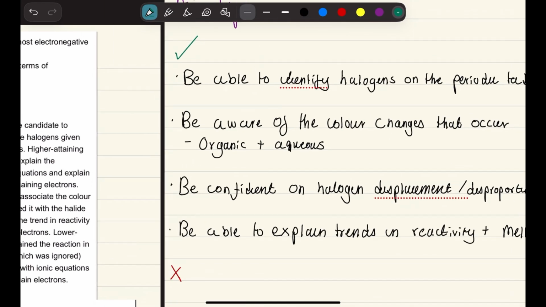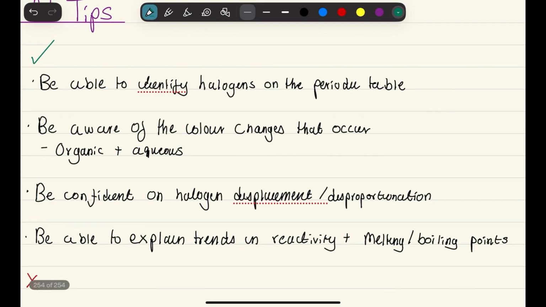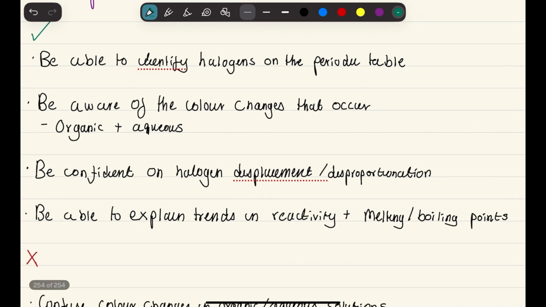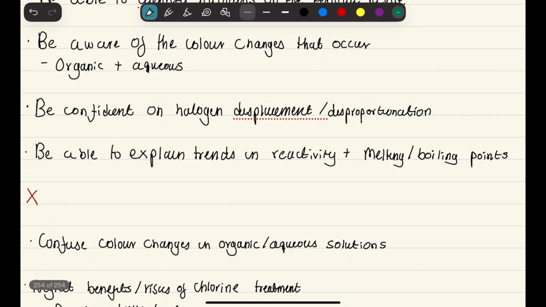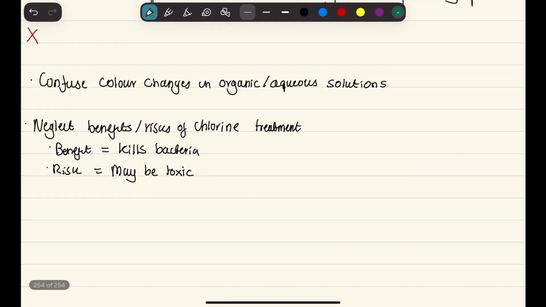Okay, and as always, we're going to end it off with some A-star tips. So, what's good? Identifying halogens on the periodic table, all in group 7. Being aware of the color changes that happen in organic and aqueous solvents. Very difficult to remember and easy to mix up, but just remember, the color changes tend to be a bit harsher when you're in organic, so you're getting yellow, you're getting purple. But all of them are quite similar with the aqueous, where you're getting brown and orange, right? Now, you need to be quite confident with the ionic equations as well for halogen displacement and disproportionation. These are questions that come up in most years. And then be able to explain the trends in reactivity and melting and boiling point. Although I think you did that quite well anyway, but it's good to always have a refresher.